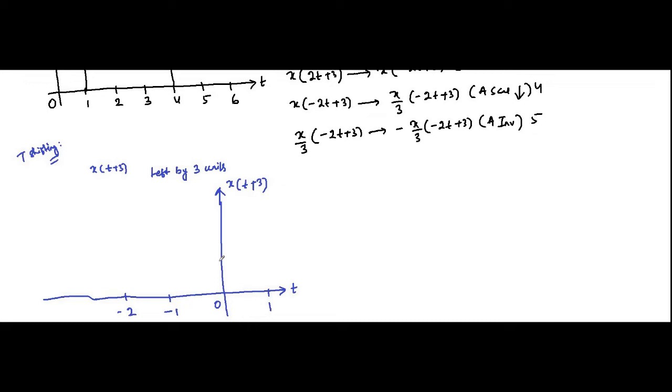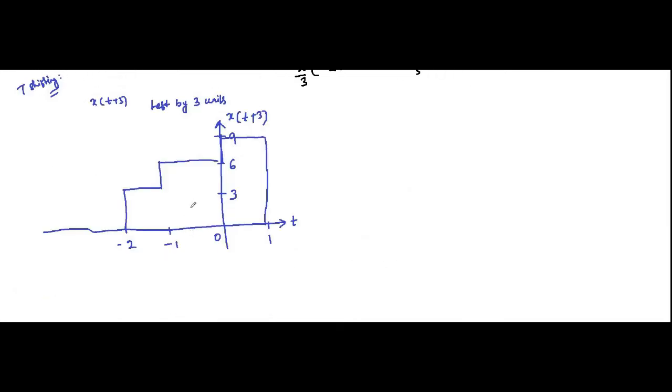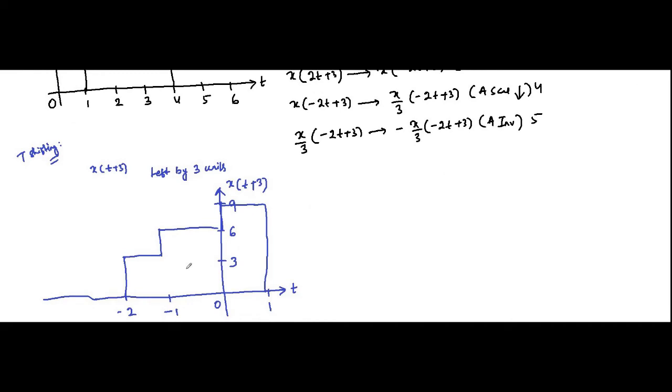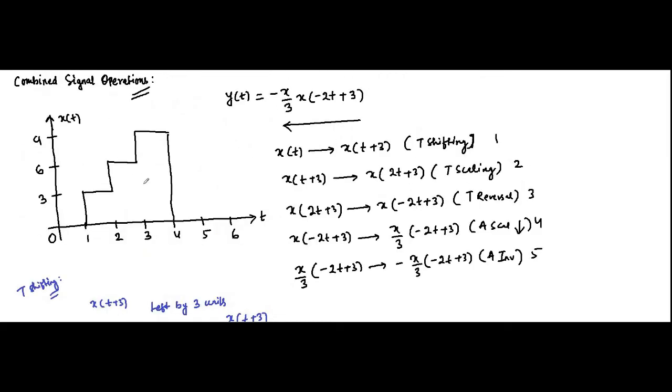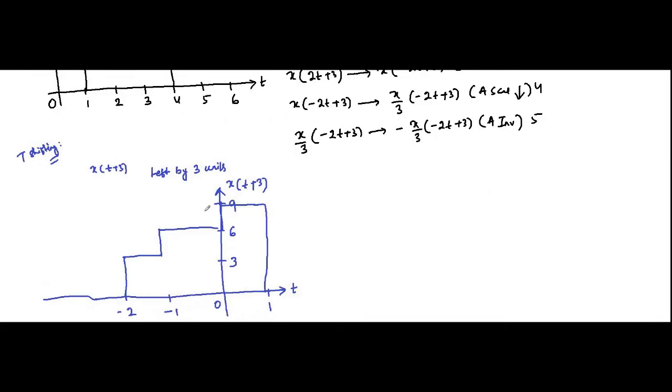The amplitude will stay the same, 3, 6 and 9. So here it will be 3, then it will be 6, then it will be 9, like this. This is the time shifted signal. The shape is a little bit varying because there is a slight difference in the spacing between the points, but it is the same thing. This is the time shifted signal.